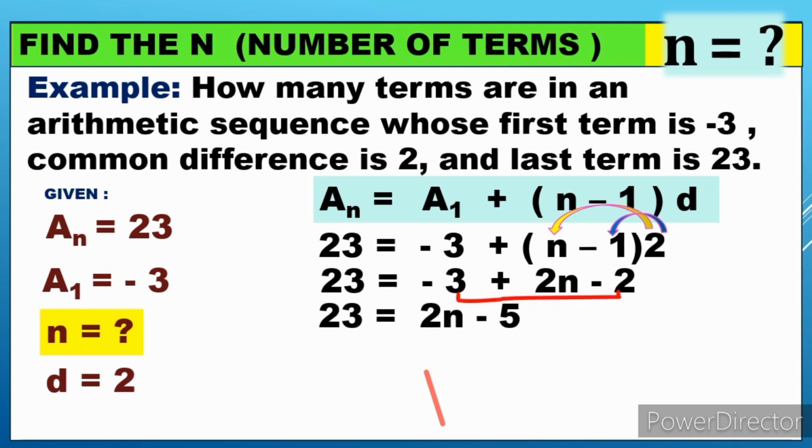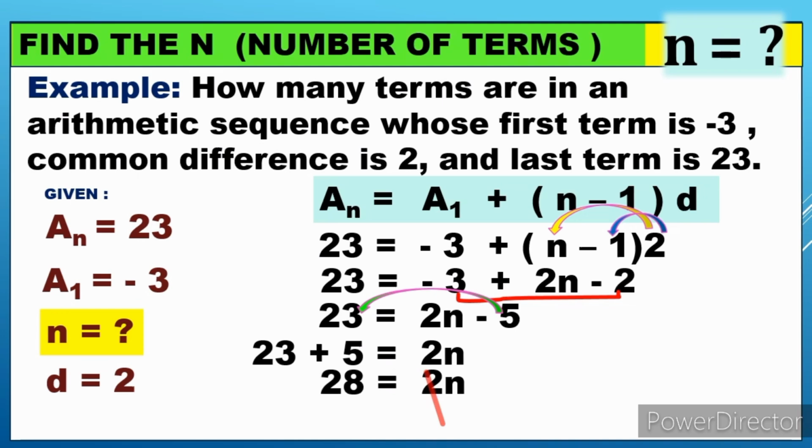Then the next step is to add negative 3 and negative 2. So we have 23 equals 2n, and negative 3 plus negative 2 is negative 5. And then the next step is to transpose negative 5 to the other side. To transpose negative 5 to the other side, we change the sign. So negative will become positive. So we have now 23 plus 5 equals 2n.